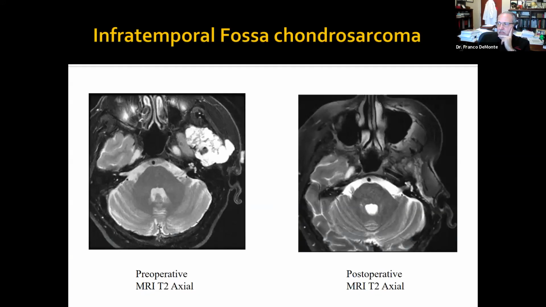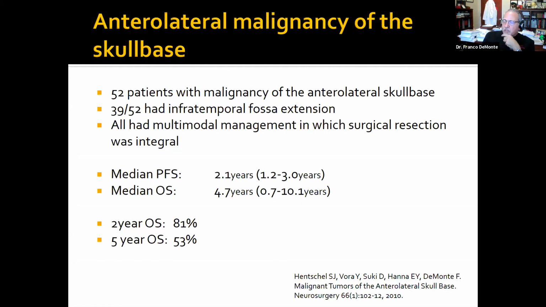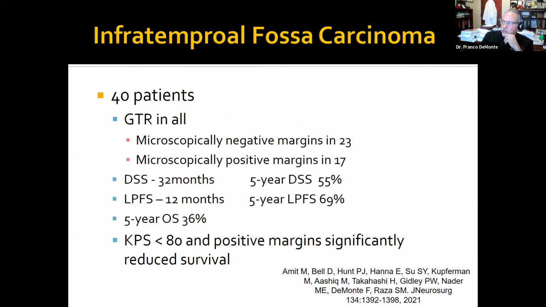Tumors that affect the infratemporal fossa have been classically regarded to have a decreased survival outcome. It requires certainly more extensive multi-compartmental surgery. It requires a very rehearsed multidisciplinary surgical team. But we found that in those patients, we were able to achieve similar survival rates to the anterior skull base, in contradistinction to what's been reported in the past. And when we looked at our very recent paper on infratemporal fossa carcinomas, we found that the disease-specific survival was 32 months with a 5-year disease-specific survival of 55% and a local progression-free survival of almost 70%.